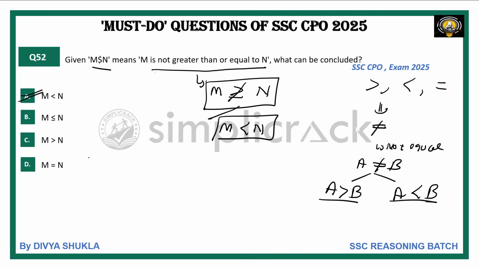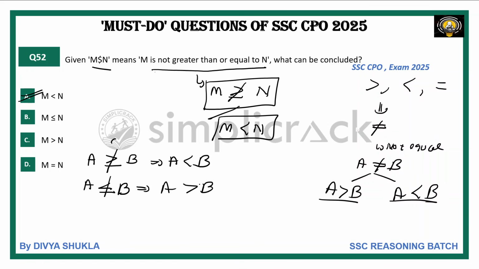So understand, if I am saying a is not greater than or equal to b, then a would be less than b. If I am saying a is not less than or equal to b, then a is greater than b. If a is not greater than b, then a is less than or equal to b. If a is not less than b, then a is greater than or equal to b.